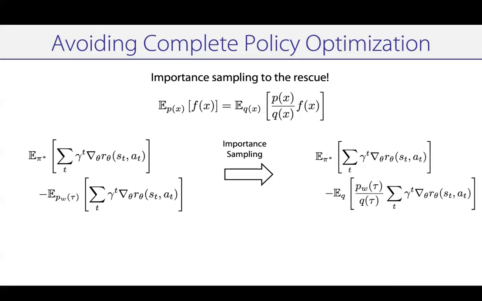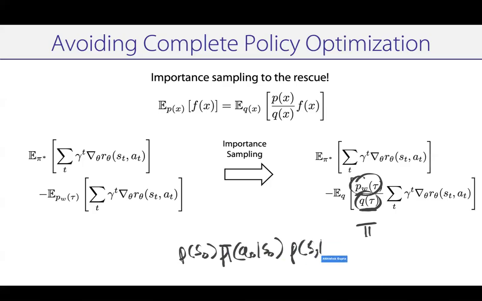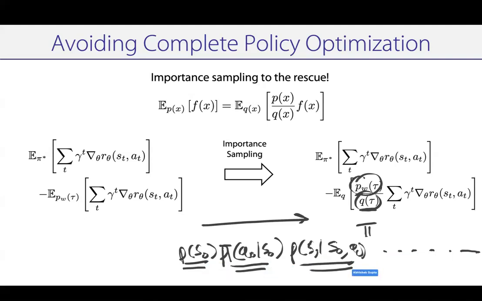But if we think about what P and Q are, let's say we had a current policy pi. The likelihood of a trajectory under my current policy pi is, if you remember, the likelihood of your initial state times the likelihood of A0 given S0 times the likelihood of S1 given S0, A0, and so on. You just multiply the initial state times the policy times the transition dynamics, and you do this over a whole trajectory. So that is what Q is.